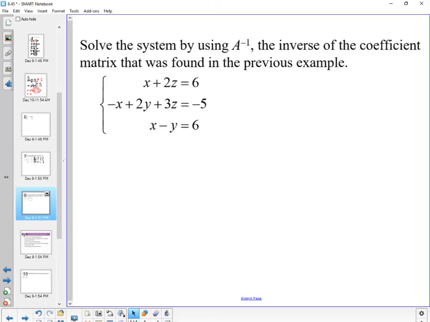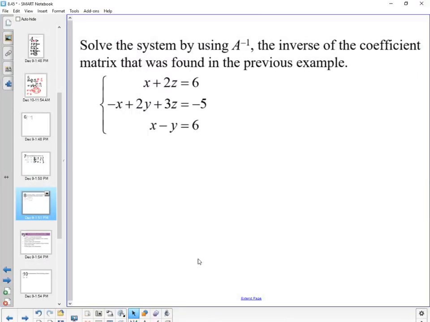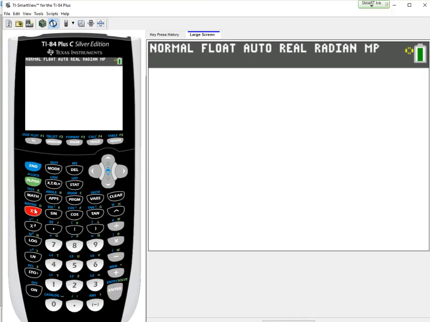We have all the values there? Yes. All right, so I'm going to go back. Check this out. Guys, a little professional courtesy here. We're going to solve this using the inverse matrix. So here's what we're going to do. First thing we need to do is to go into our calculator and insert that matrix.